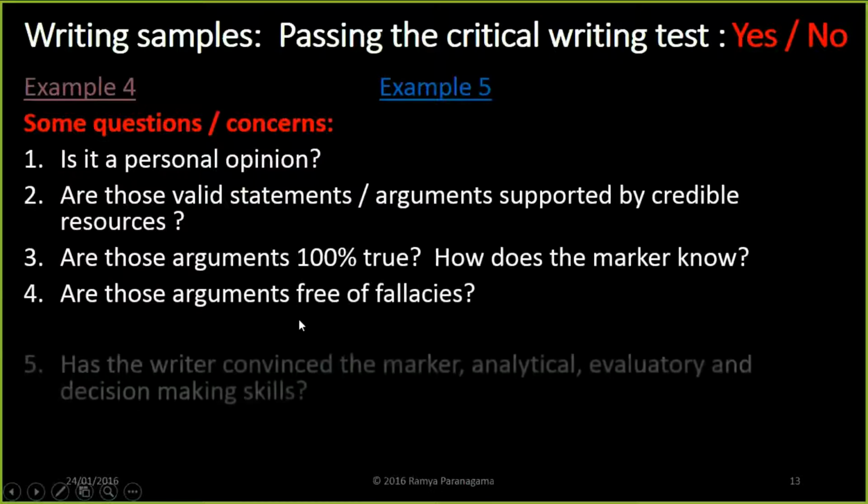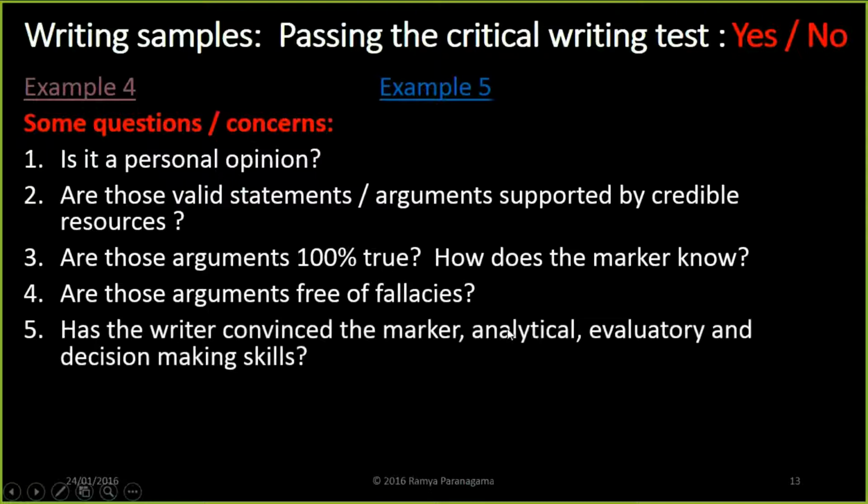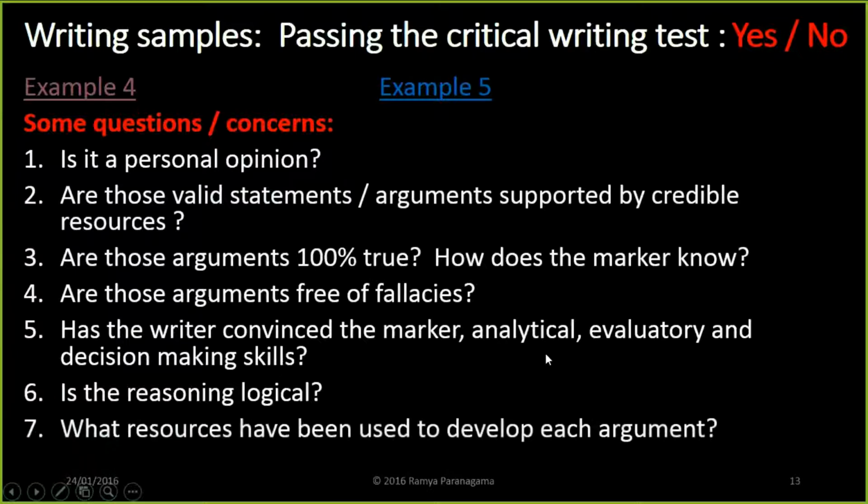There are a number of fallacies. Did the writer convince the marker of analytical skills? Definitely no analytical skills. There is no evaluation. But the writer has made a decision. Those are called sweeping decisions. The reasoning is not logical, but compared to the first, second and third samples, I could give the highest mark here. Still, 4.5 is the highest. It cannot go to 5 out of 10 because there are issues. What resources? Yes, there are some resources used. Now, having seen that, let's get into another example.